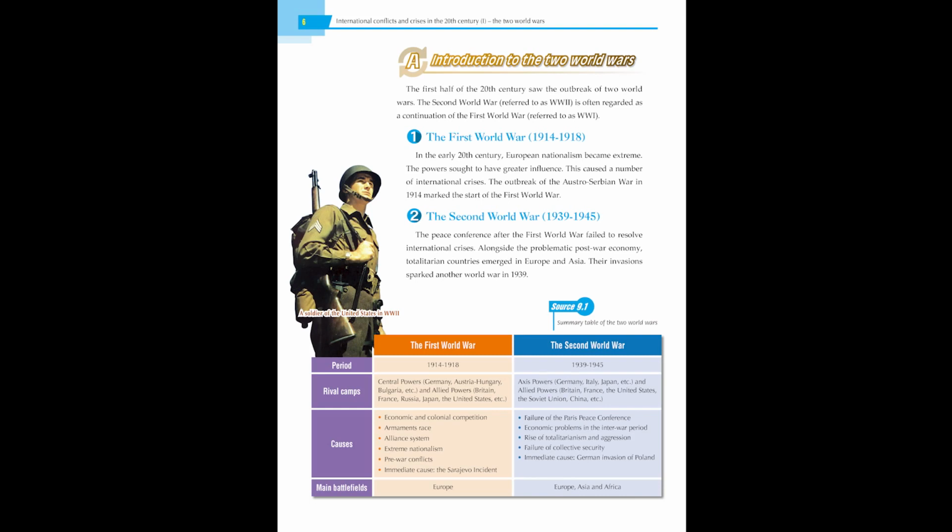The Second World War. The rival camps were Axis powers, such as Germany, Italy, Japan, and Allied powers, Britain, France, the United States, the Soviet Union, China. The causes were failure of the Paris Peace Conference, economic problems in the interwar period, rise of totalitarianism and aggression, failure of collective security. Immediate cause, the German invasion of Poland.